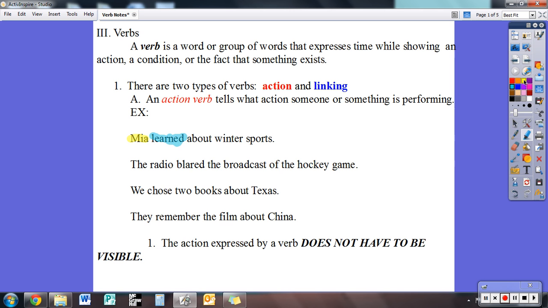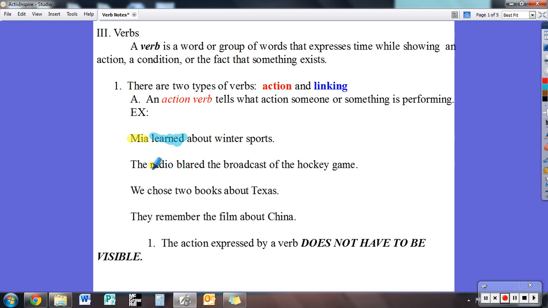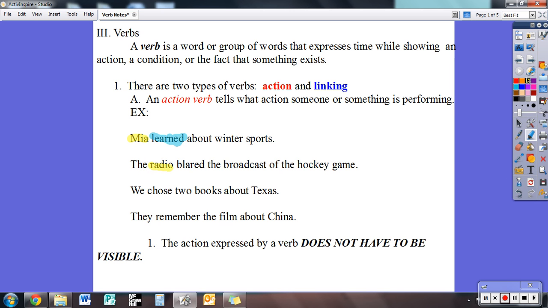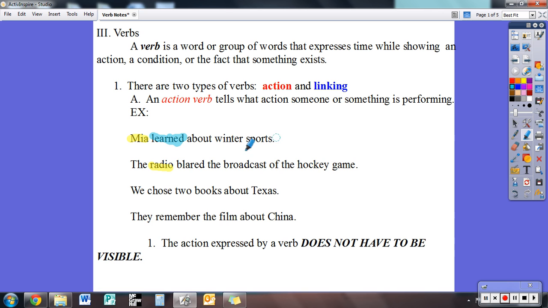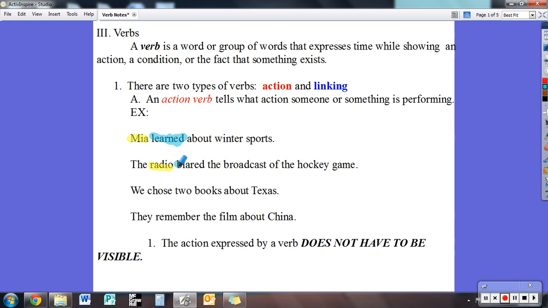Okay, in the next sentence, the radio blared the broadcast of the hockey game. What's my subject? What are we talking about? We're talking about radio. So radio is my subject. What is the radio doing? What's the action? The radio blared. Now the rest of the sentence, the broadcast of the hockey game, it's just descriptive stuff. We don't have to worry about that. We're going to talk about that when we come back from break in January.